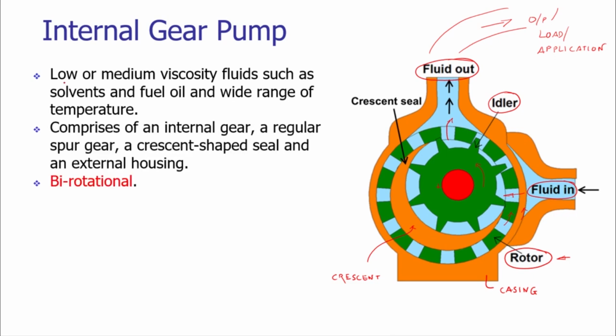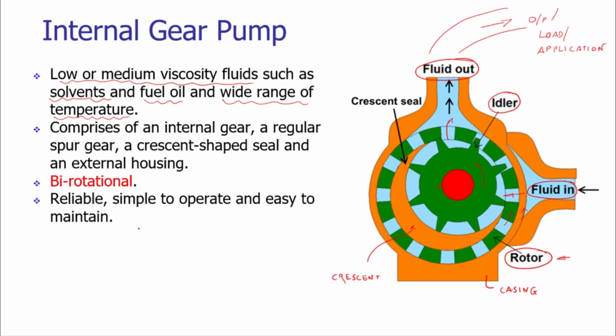Gear pumps are basically used for low to medium viscosity fluids such as chemical solvents and fuel oils, and we can handle these solvents over a wide range of temperature. So even at high temperature, the internal gear pump can work. As I mentioned, it is a bi-rotational arrangement. So either you can have this as a fluid output port or as a fluid inlet port as well. So you can interchange this.